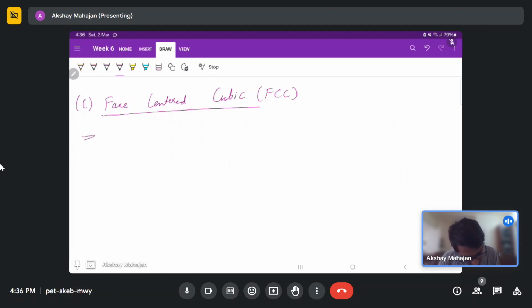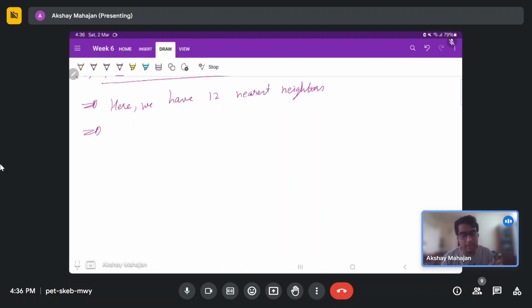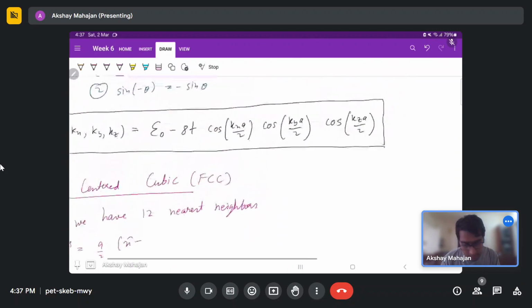Okay, now here we have 12 nearest neighbors. So for FCC you are going to have 12 nearest neighbors, and we have the a1 vector equal to a by 2 times x cap plus y cap.